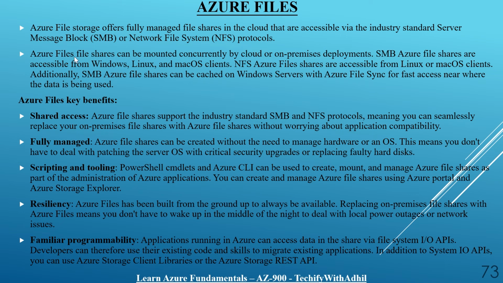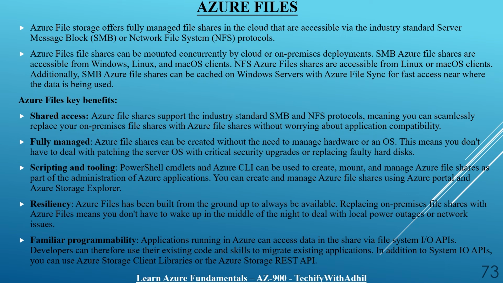Azure Files file shares can be mounted concurrently by cloud or on-premises deployments. SMB Azure file shares are accessible from Windows, Linux, and macOS clients. NFS Azure file shares are accessible from Linux or macOS clients. Additionally, SMB Azure file shares can be cached on Windows Server with Azure File Sync for fast access near where the data is being used.